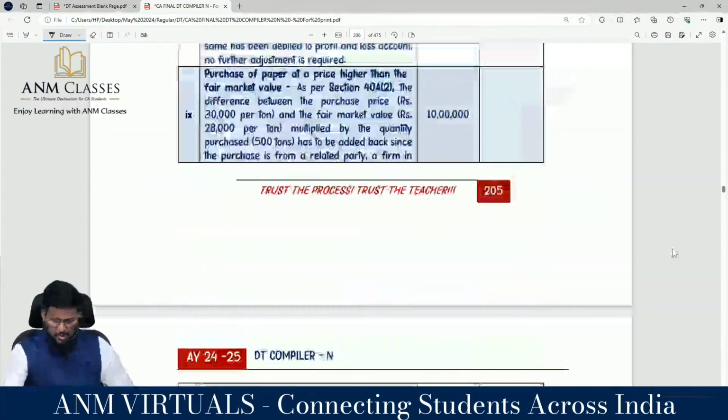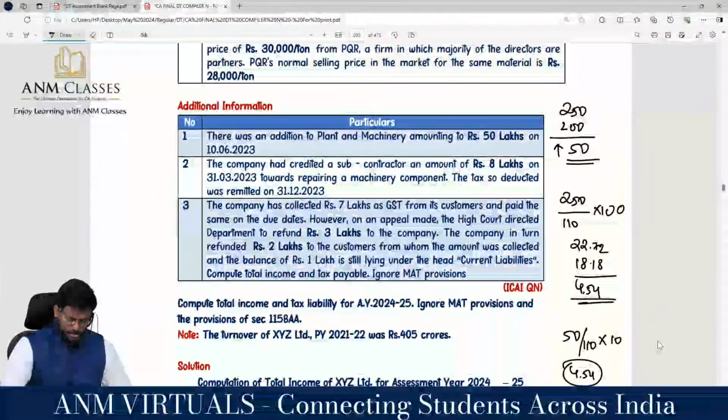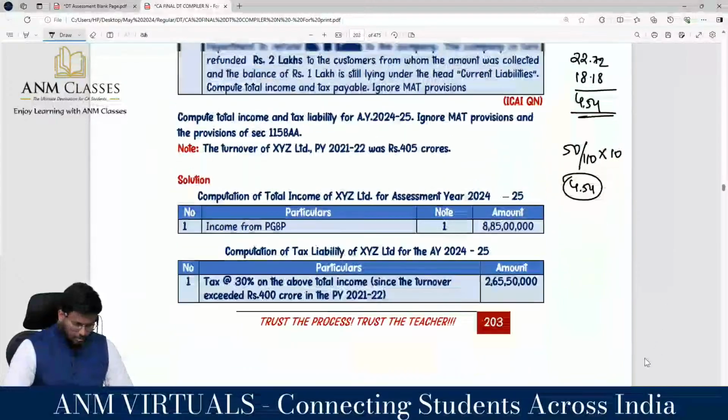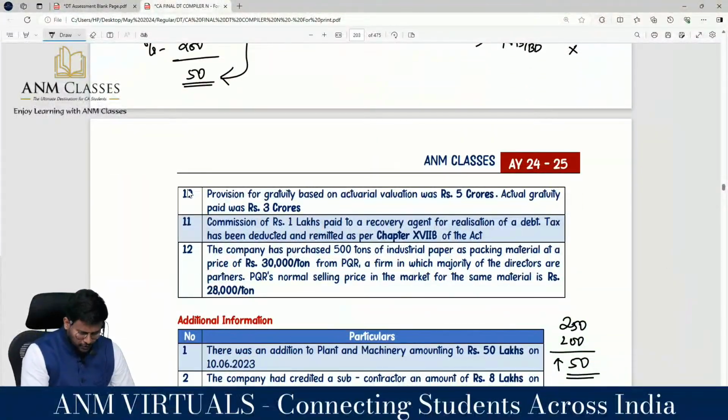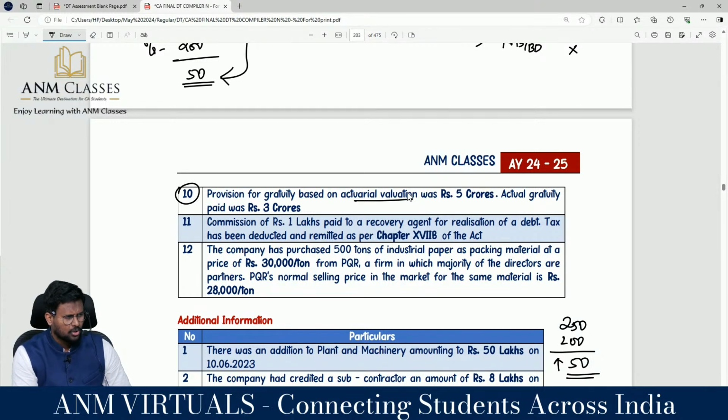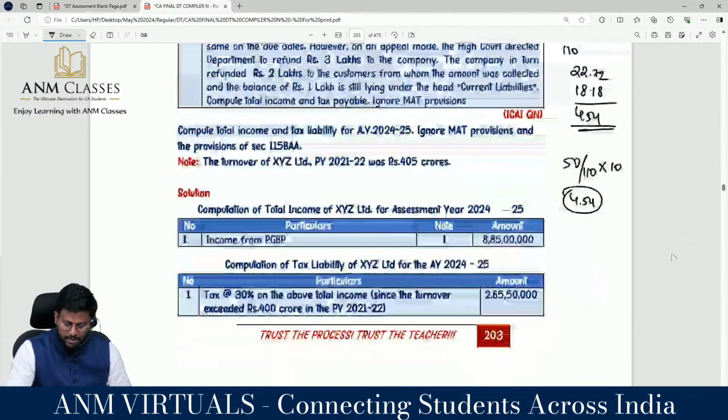4.54 lakhs has to be reduced. I'm moving to the next adjustment. Provision for gratuity based on actuarial valuation is 5 crore. As per 40A subsection 7, provision for gratuity should be added back. Actual gratuity paid was 3 crore. From 5 crore, reduce 3 crore, and the remaining 2 crore should be added back.